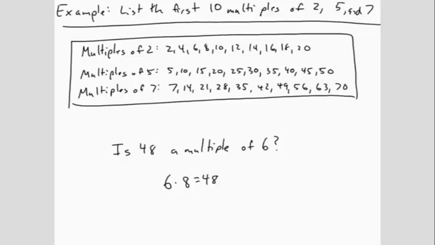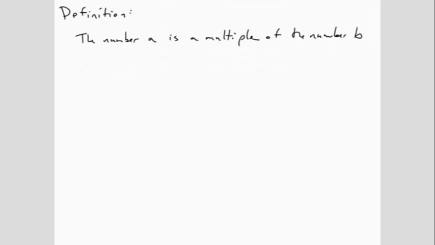So how is it that you can start with the numbers 48 and 6 and end up with the number 8? That number is actually obtained by performing a division calculation. 48 divided by 6 equals 8. And this gives us the idea that we need to create a definition. Definition. The number a is a multiple of the number b if a divided by b has no remainder.